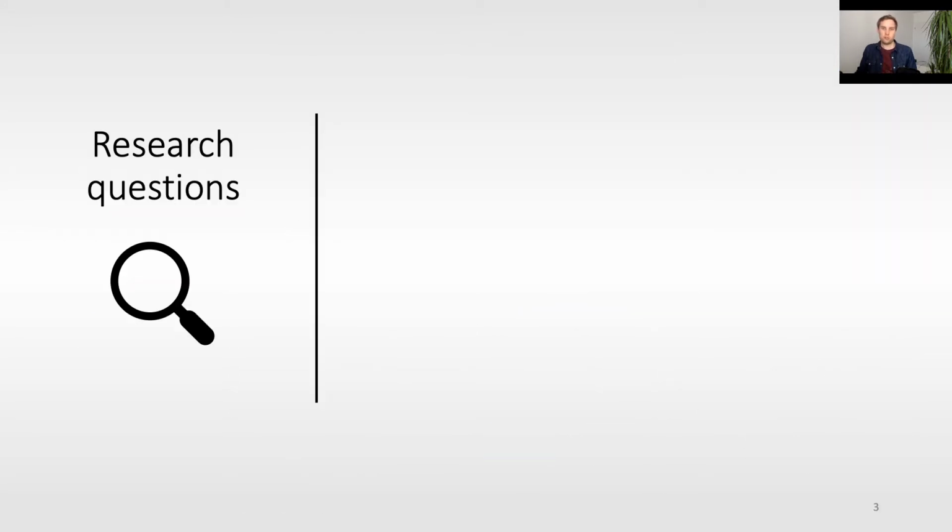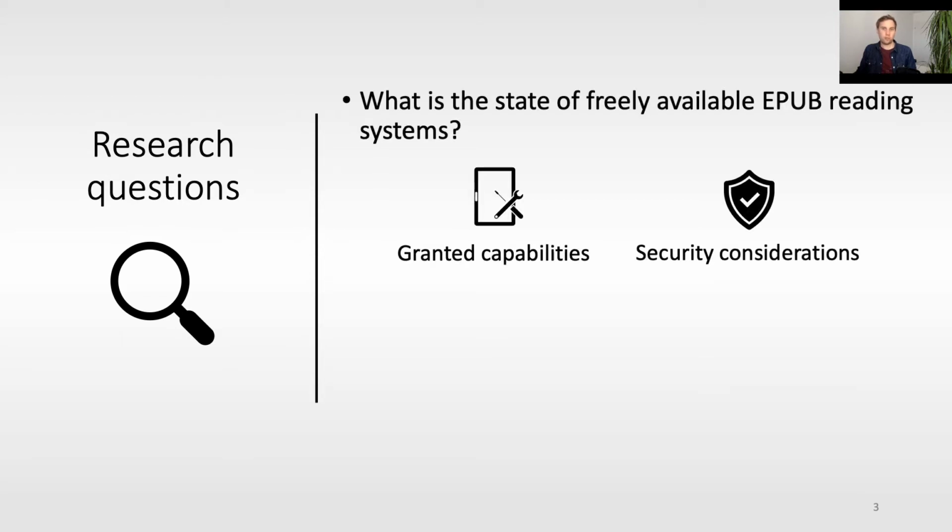This brings us to our research questions. The first question is, what is the state of freely available Epub reading systems? On one hand, in terms of capabilities granted to the loaded Epubs, and on the other hand, in the context of upheld security considerations. Or, simply put, what is an Epub allowed to do on the user's device? This ecosystem has never been subjected to a thorough evaluation, and according to us, this is paramount for providing the user with more transparency. Also, taking into account the rather lenient security considerations described in the Epub specification.